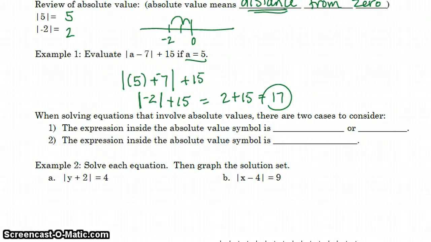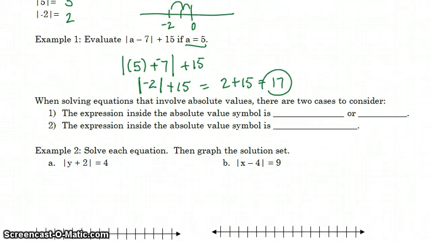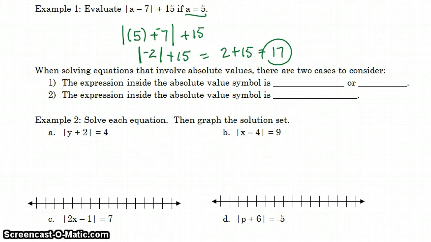When solving equations that involve absolute value, there are two cases to consider. The expression inside the absolute value symbol is positive or 0. The second case is that the expression inside the absolute value symbol was negative.